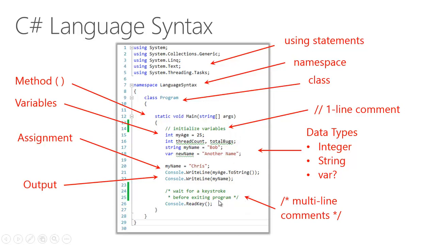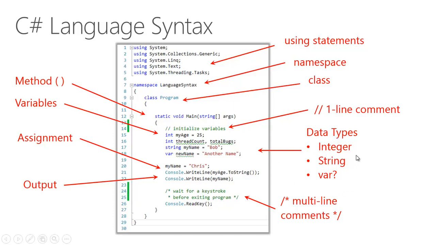Towards the bottom, I have slash star and star slash, where I can have multiple lines between these two sets of symbols, starting with slash star and ending with star slash. That way I can have my comments across multiple lines.